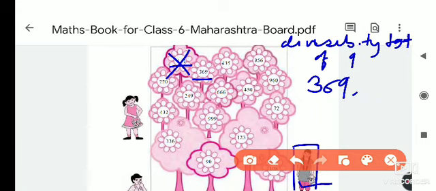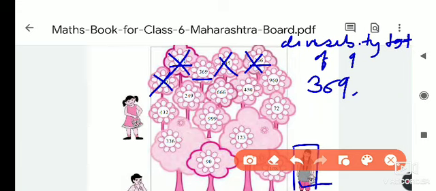Next, 4 plus 3 is 7, and 7 plus 5 is 12, and 12 is not divisible by 9, so she will not take flower from this. Next it is 3 plus 5 is 8, and 8 plus 6 is 14. So 14 is not there in the table of 9, so she will not take flower from this tree also. Next number is 220. So 2 plus 2 is 4, and 4 plus 0 is 4 only. So 4 is not present in 9's table, so she will not take flower from this tree also.